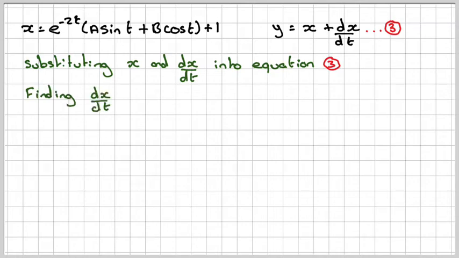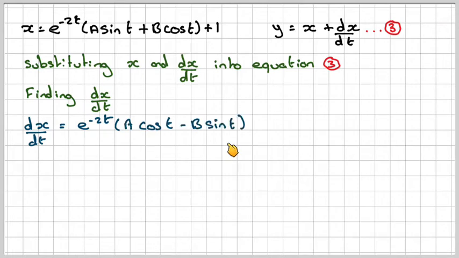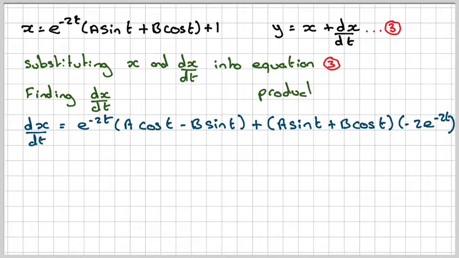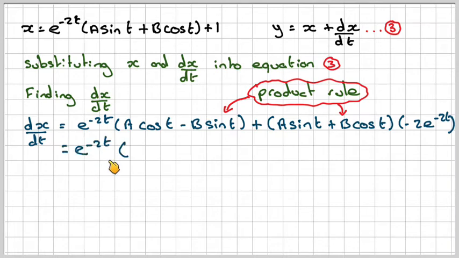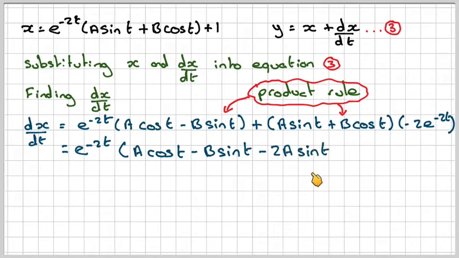So finding the derivative dx/dt from this, using the product rule, we're going to have e to the minus 2t, the derivative of the sine term is cos t, minus b sin t, and then writing down a sin t plus b cos t, and then differentiating this, we're just going to get minus 2e to the minus 2t. So we use the product rule here. When you differentiate 1, you get nothing, so it's good. Okay, we've got a common factor of e to the minus 2t, so we're going to have a cos t minus b sin t, but we've got this minus 2 here, so we're going to have minus 2a sin t and minus 2b cos t.